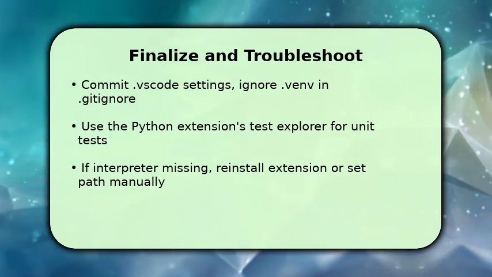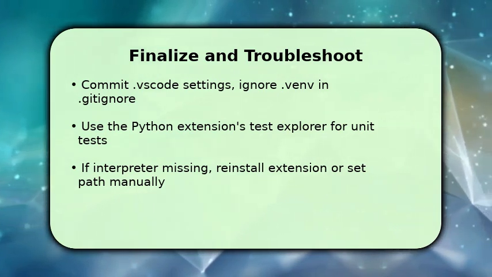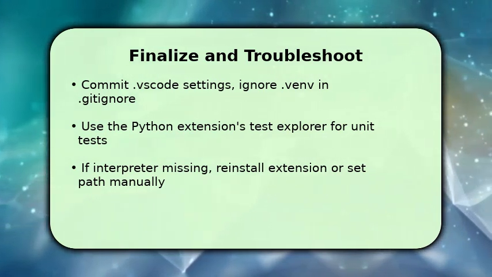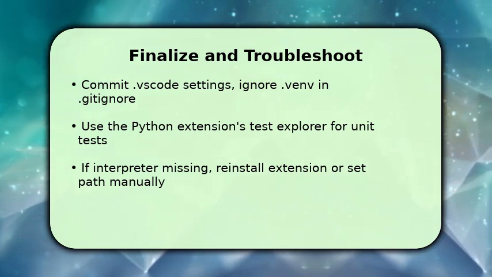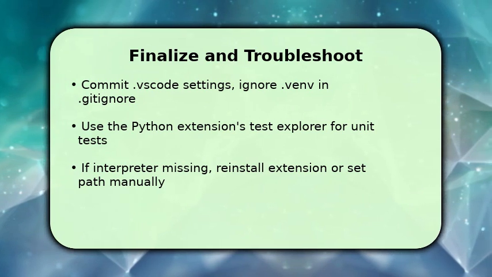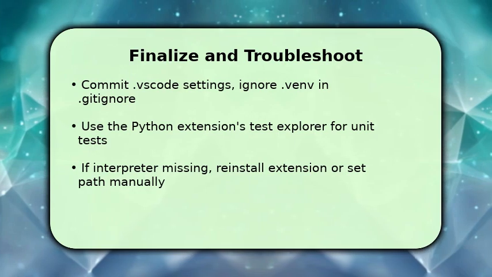If something breaks, first check the selected interpreter at the bottom bar. If it's missing, reinstall or reload the Python extension, or manually set the Python path in settings. That single check solves most issues. If not, restart VS Code to clear cached extension state before deeper debugging.